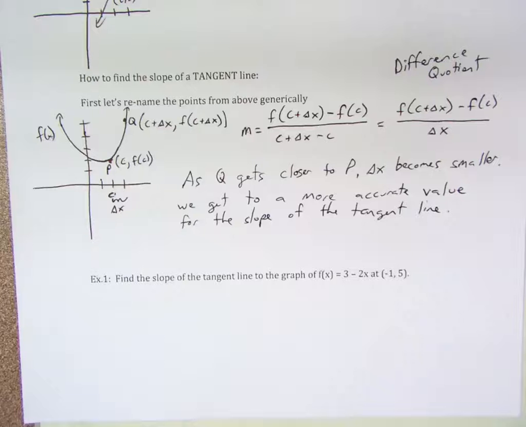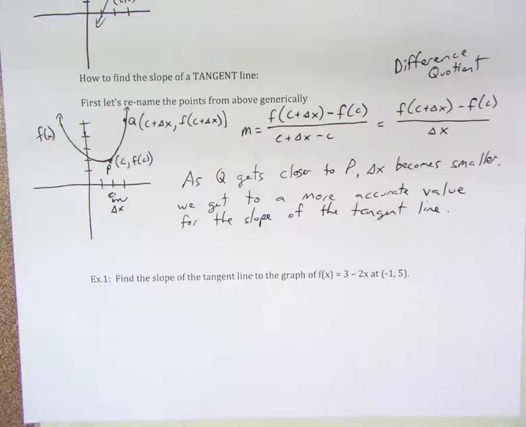We need to take negative 1 plus delta x and plug it in for x right here. So this is going to be 3 minus 2 times negative 1 plus delta x. I need to write limit. So the limit as delta x approaches 0. So f of negative 1 plus delta x, just plug in what's in the parentheses in for x. So 3 minus 2 times negative 1 plus delta x. So that's what f of negative 1 plus delta x is. Minus whatever f of negative 1 is. So we've got to figure out what f of negative 1 is. If I put negative 1 in here, I'm going to get 3 plus 2. So I get 5. Over delta x.